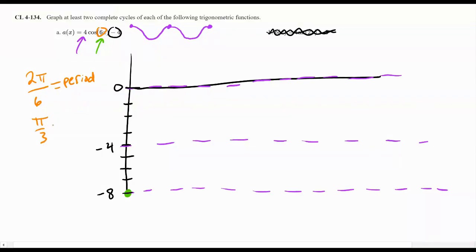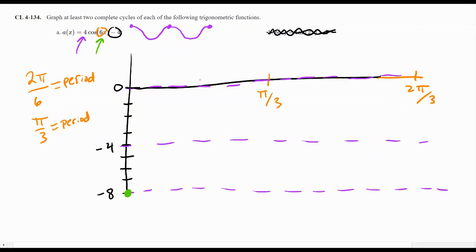So pi over 3 is going to be our period, so I'm going to say that arbitrarily there's pi over 3. Since I'm doing 2 cycles, I'm going to go to 2 pi over 3. Let me make that a little bit farther away so it looks kind of the same. 2 pi over 3 there.